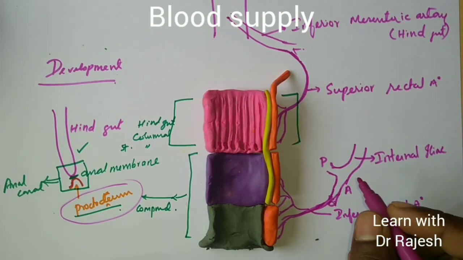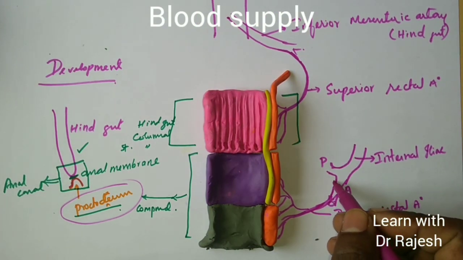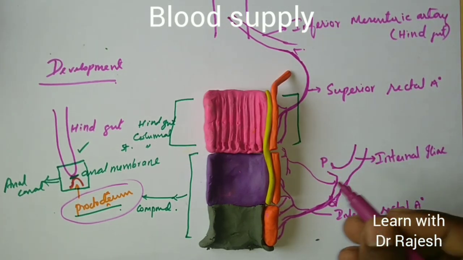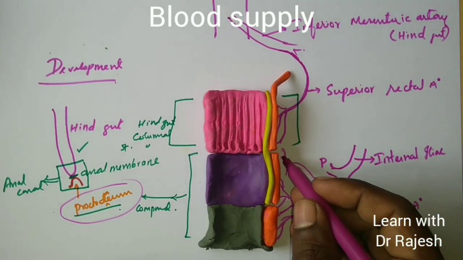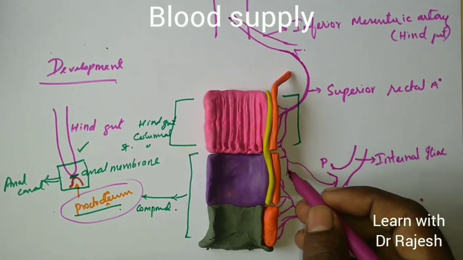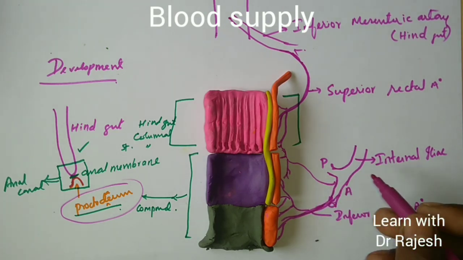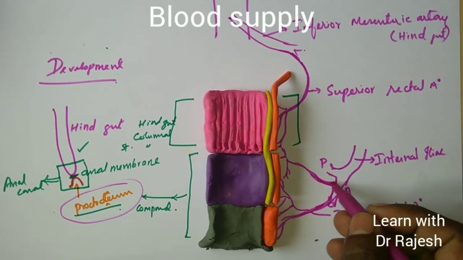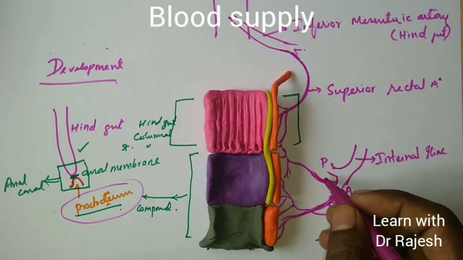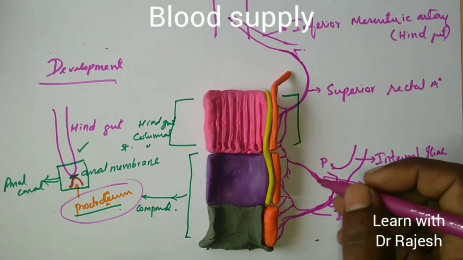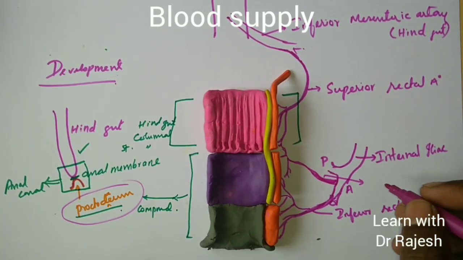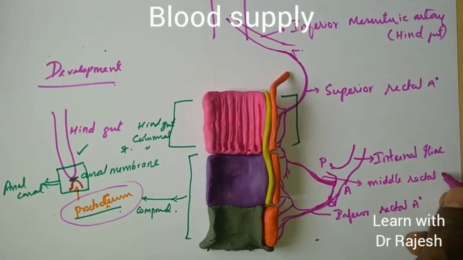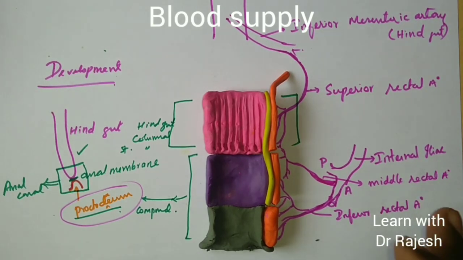The middle rectal artery, which is again a branch of the anterior division of the internal iliac artery, will form anastomotic channels which aid in supplying the anal canal, and will also form the anastomosis between the superior and the inferior rectal arteries. This is the middle rectal artery. This is about the blood supply of the anal canal.